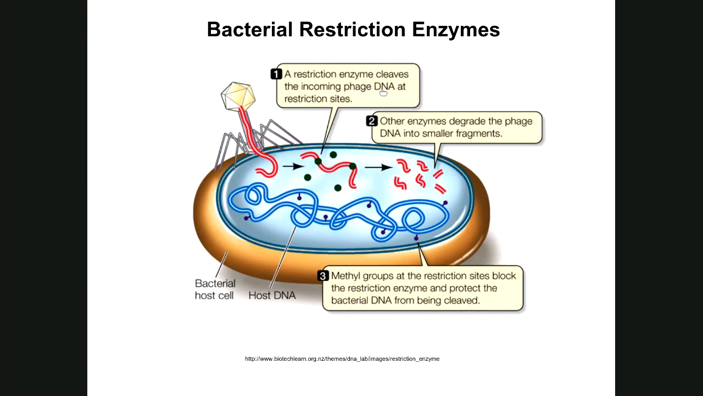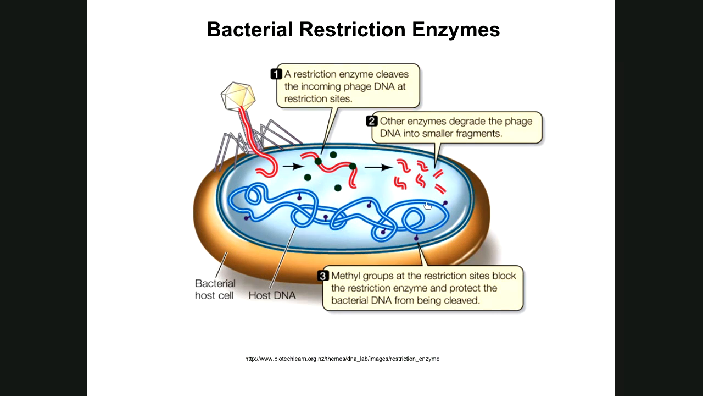What they found, though, is that in bacterial cells, the bacterial DNA itself has what we call a methyl group attached to it. These are functional groups made up of carbon and 3 hydrogens. And what they found is bacteria, whenever they replicate their DNA when they're dividing, will attach methyl groups throughout their DNA.